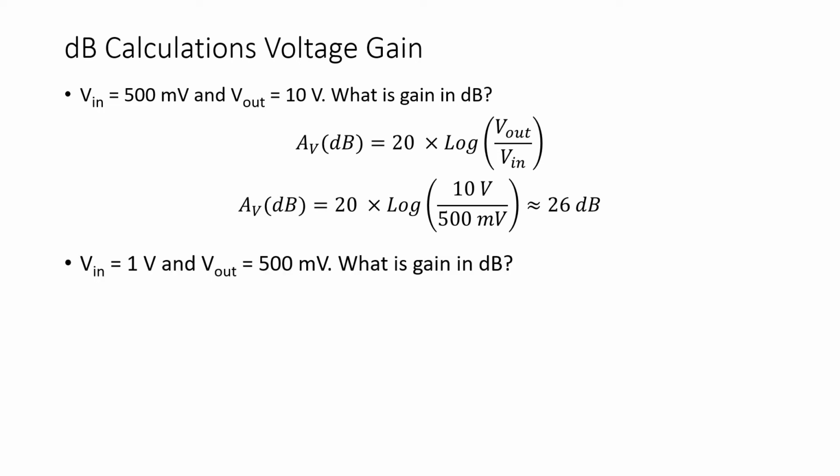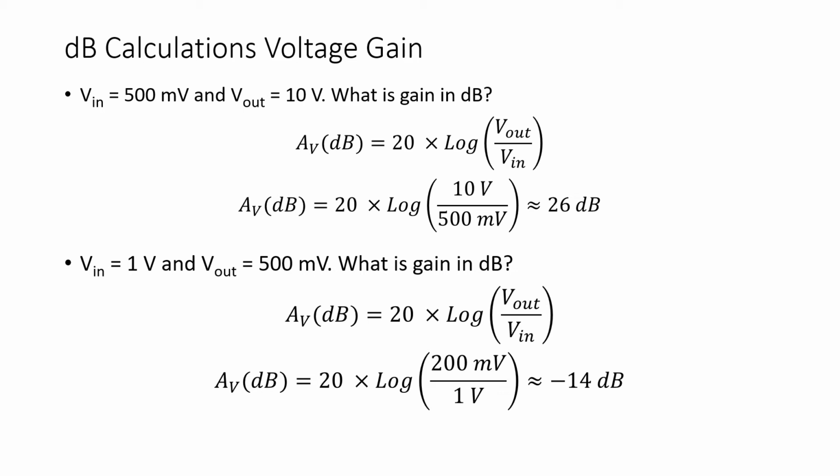So let's look at another example. We're given that the input voltage is 1 volt, the output voltage is 200 millivolts. What is the gain in decibels? Again, we start with equation 2. Voltage gain in decibels equals 20 times the log of V out over V in. We substitute in our known values. The output is 200 millivolts, the input is 1 volt, and we get a value of approximately negative 14 dB.